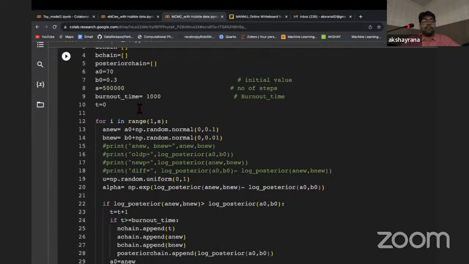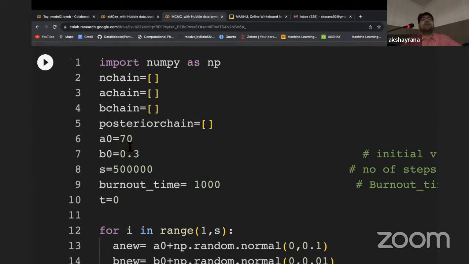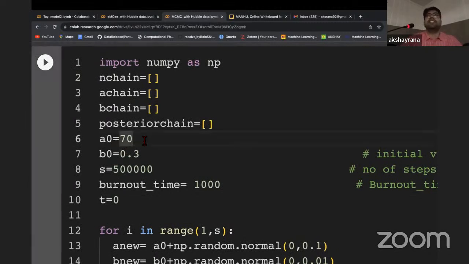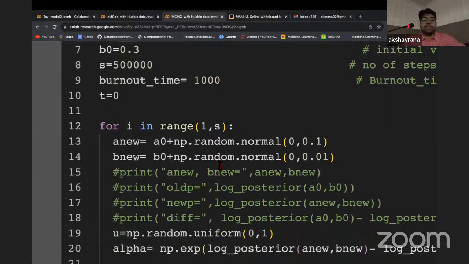See the change in the difference. Firstly, focus on the program. A note is the Hubble parameter, initial value, I'm giving it 70. B note, 0.3, because I want to reduce my time on the burn-in phase. That's why I have chosen these values. There is no point in choosing the initial values; they could be anything. S is 5 lakh points, so I'll be running my program 5 lakh times. Burn-in, the initial 1000 points, I don't want to consider in my analysis.